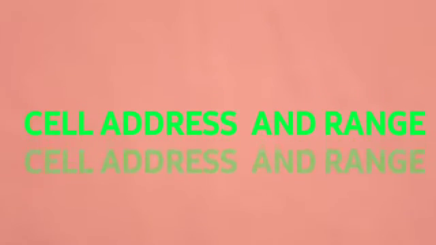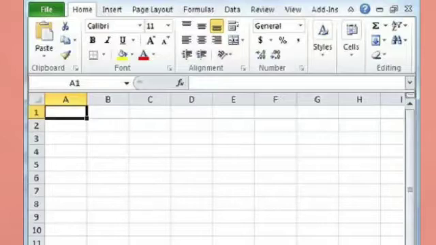Okay students, now cell address and range. What is cell address and range? Every cell has a unique address. When you select multiple cells at the same time, it is called a cell range.